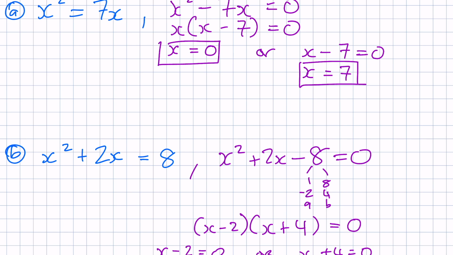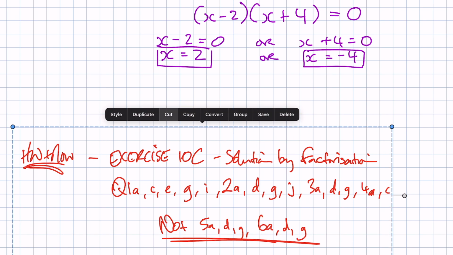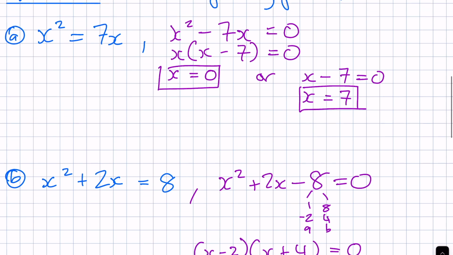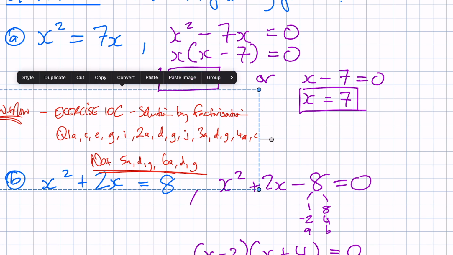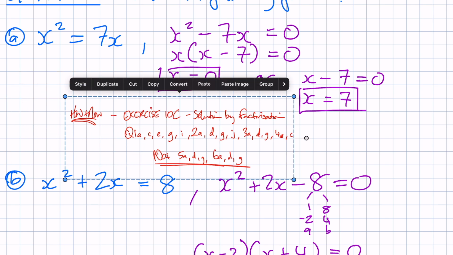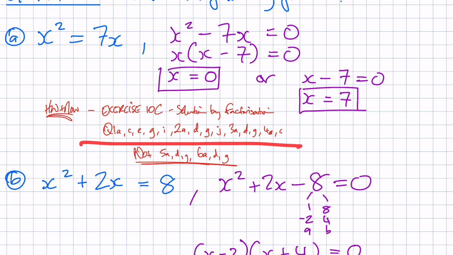So your homework, I'm going to leave that up, but I'll copy the homework up. Your homework is meant to be this, but can you just give me time to check why I asked the year 10s from last year not to do 5 ADG and 6 ADG? For now, just do 1 ACEGI, 2 ADGJ, that. I just need to work out why I asked them not to do that. Let me see if there was a reason for me to do that. Okay, I'll stop the video.